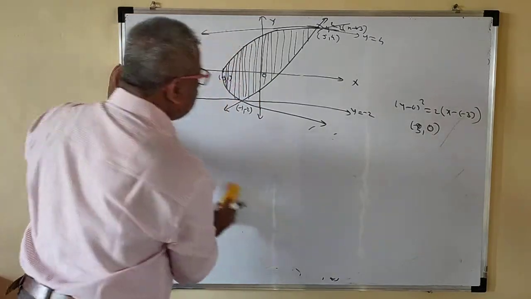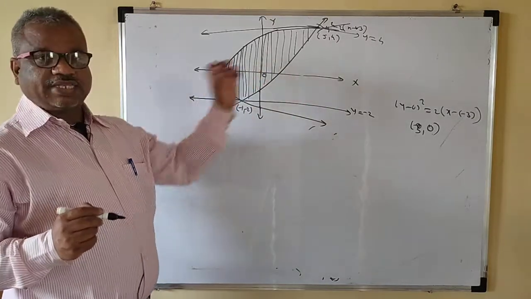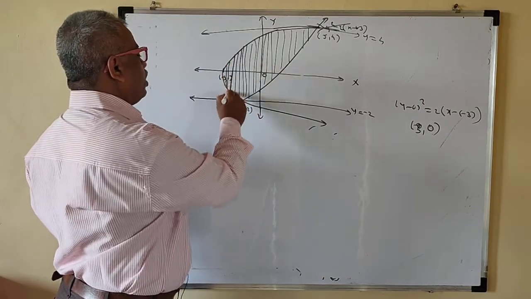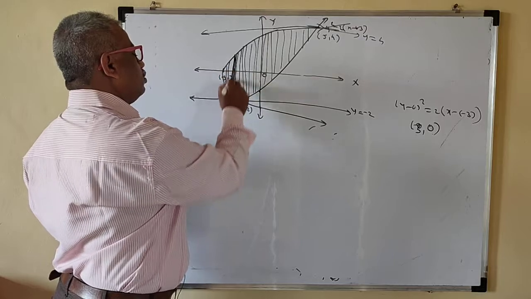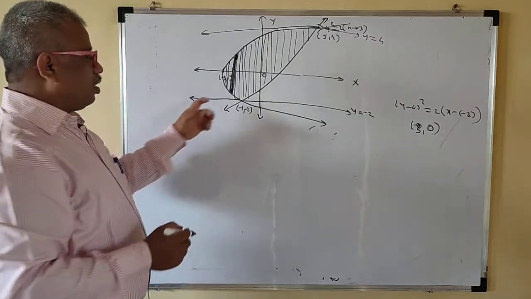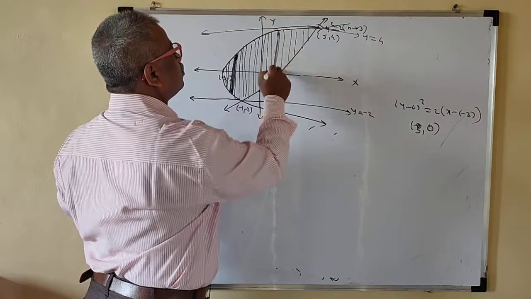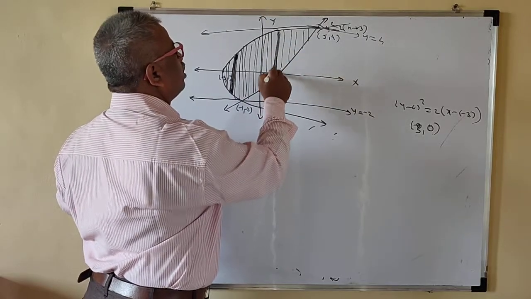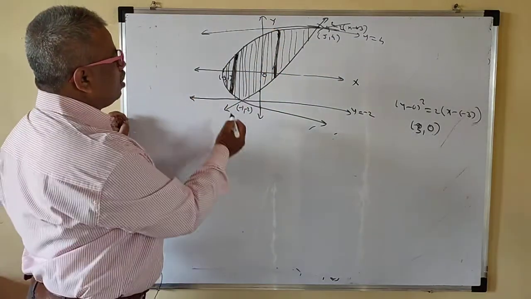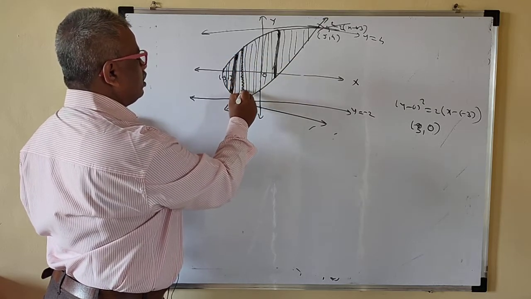Now, see here, their strip is parallel to the x axis. Our strip should be parallel to the y axis. So now see here, if you draw a strip parallel to the y axis, then it will be from the line to the parabola. We'll write this zigzag so that you will understand this one.